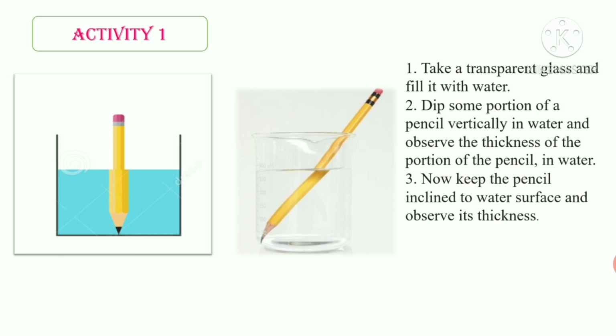Let us study one activity from the textbook. Take a transparent glass and fill it with water. Dip some portion of a pencil vertically in water and observe the thickness of the portion of the pencil in water. Now, keep the pencil inclined to the water surface and observe its thickness. In both the cases, the portion of the pencil inside the water appears to be thicker than the portion of the pencil above the water. In the second case, the pencil appears to be broken near the surface of water.